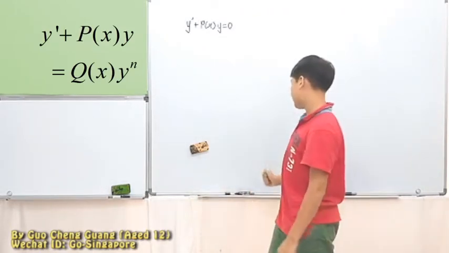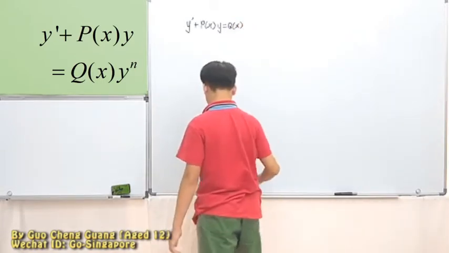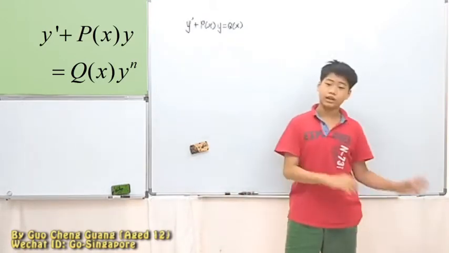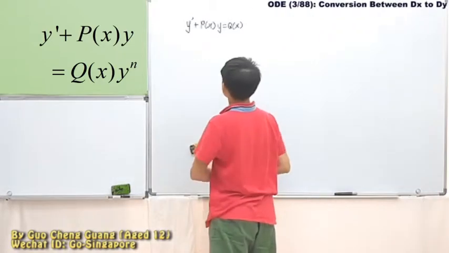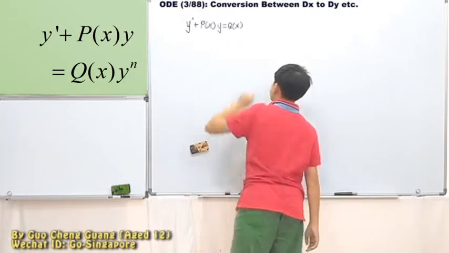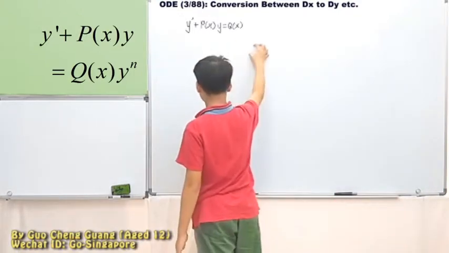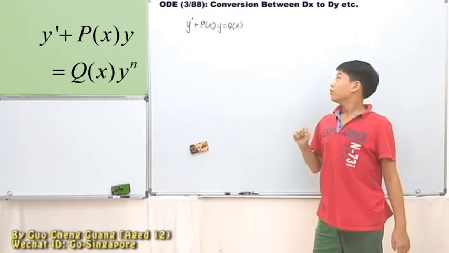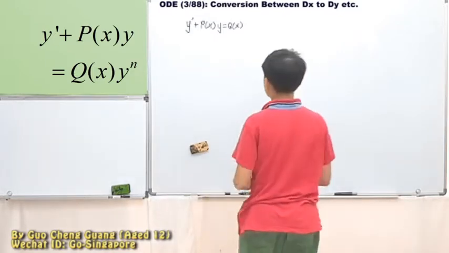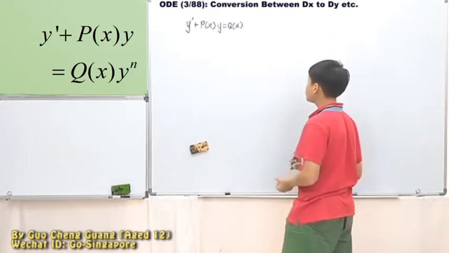But what if I change it a little bit? I change it like this. It's not a zero, but we put q(x). Now q(x) is another function of x. First order, still linear, but here it is non-homogeneous. And this means we'll have to use the integrating factor, the IF. Now we have learned that before.